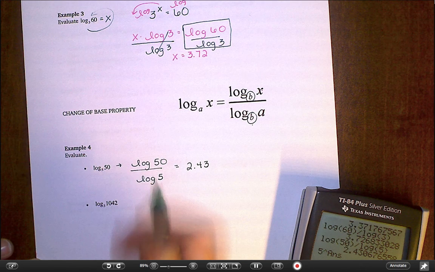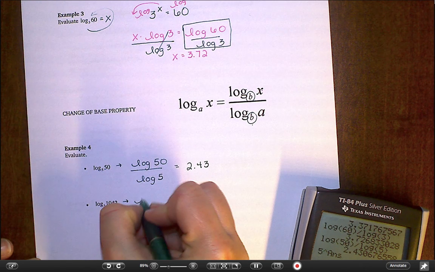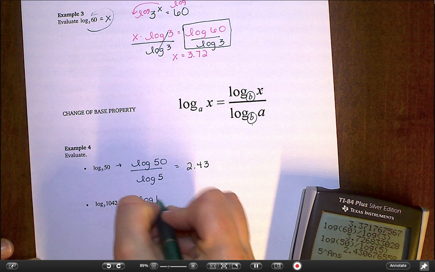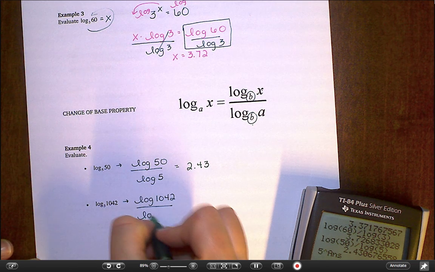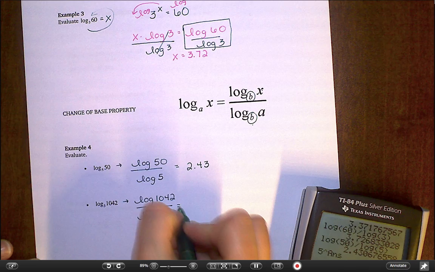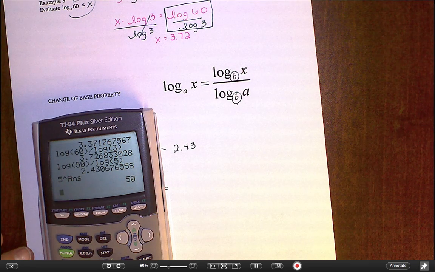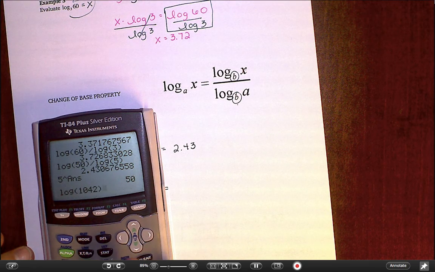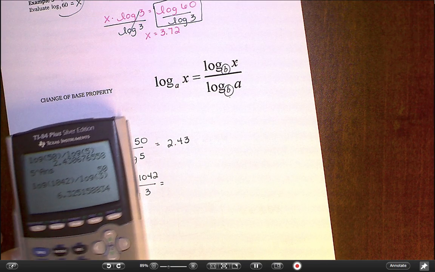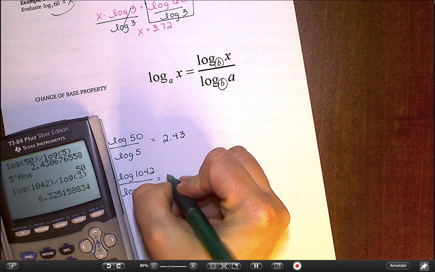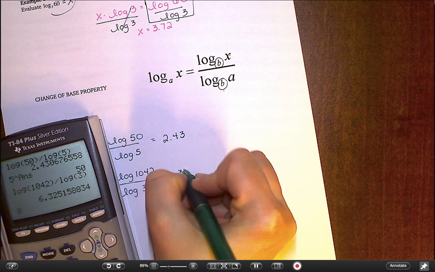So for that next one, I would do log of 1042 divided by log 3. Takes longer to type into a calculator than anything. Okay, 6.33. Okay, so those should be quick and easy.